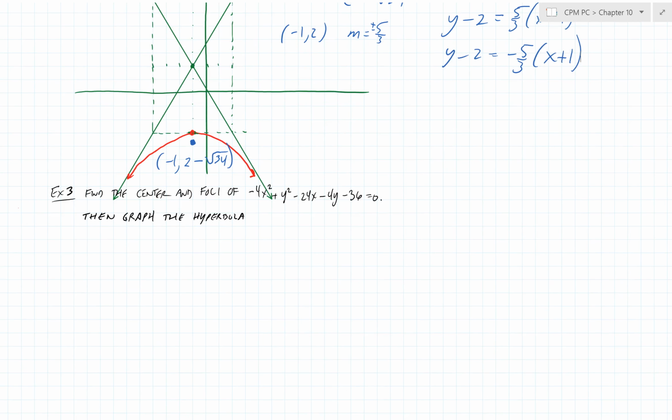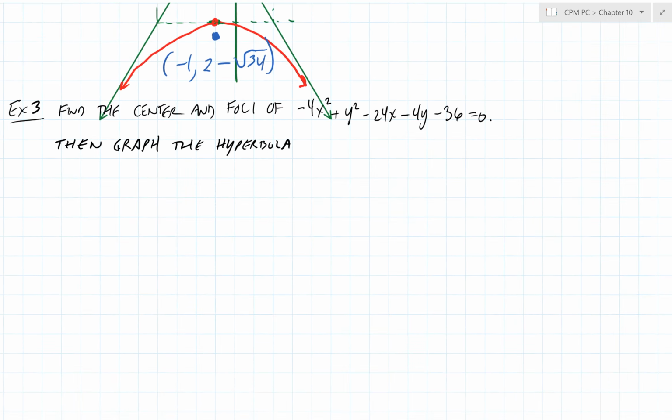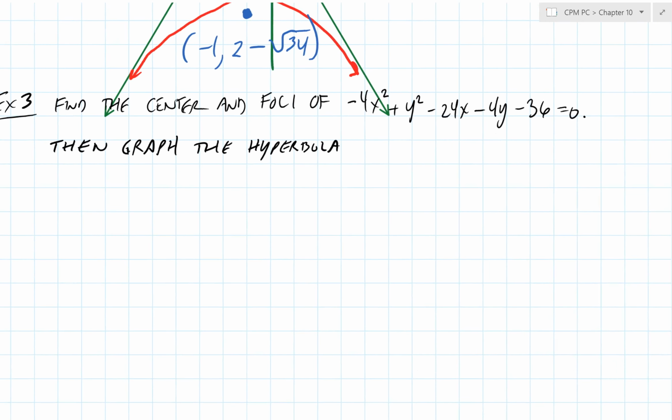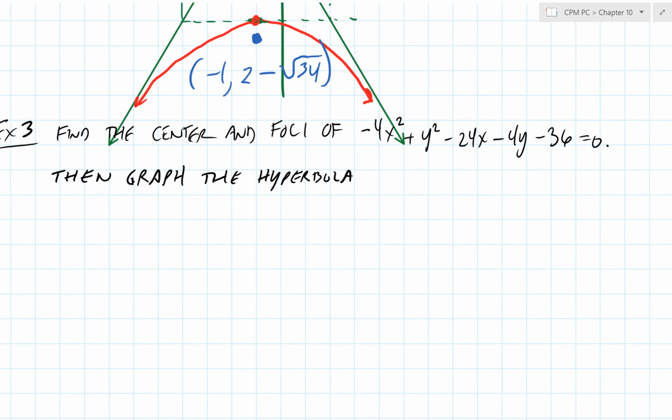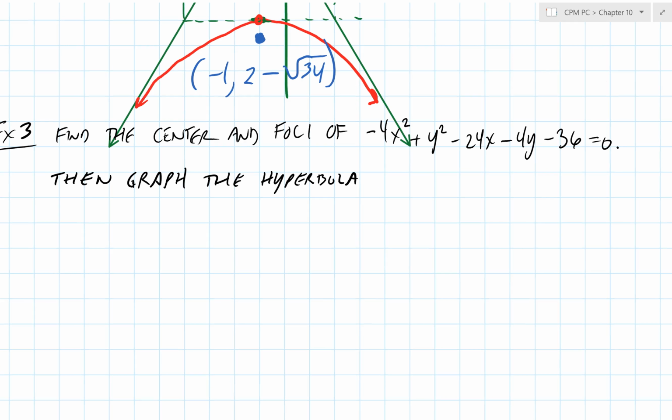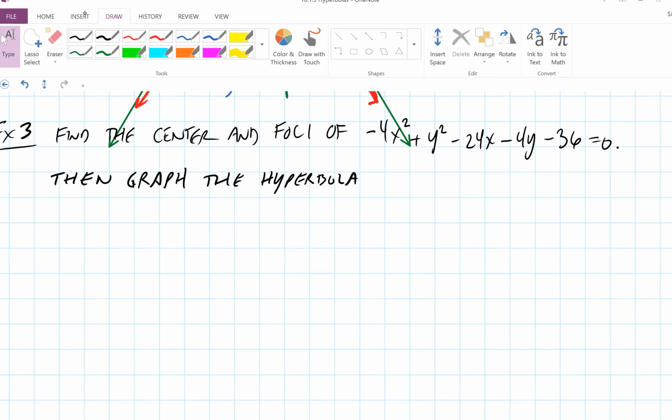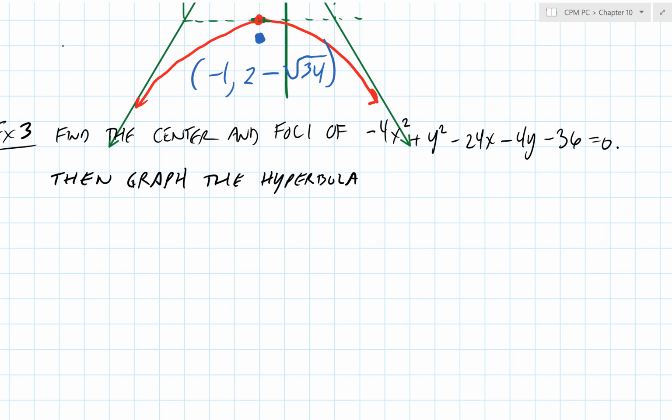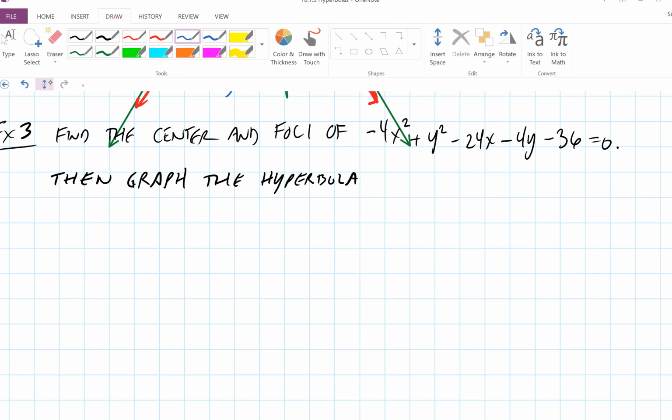Okay, so we have one more to do. This one, we're given the equation of a hyperbola, but we can hardly even recognize that it's a hyperbola. So we need to first put it in the standard form for a hyperbola so we can graph it more easily.